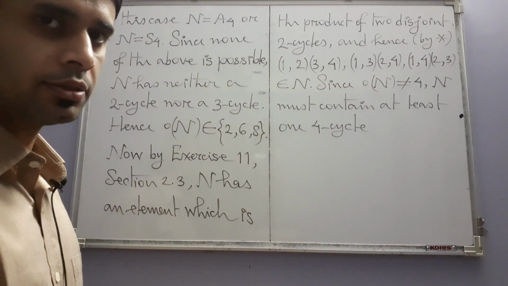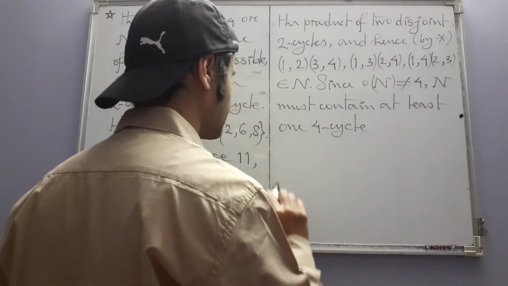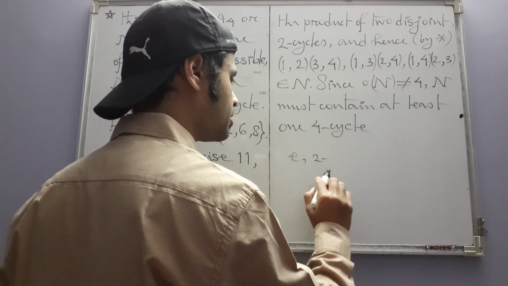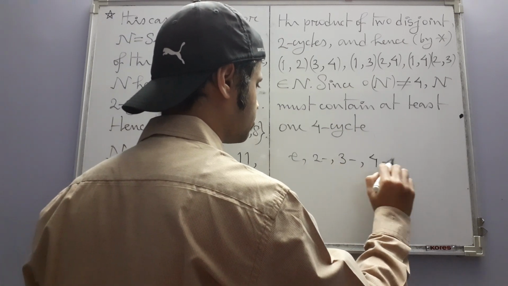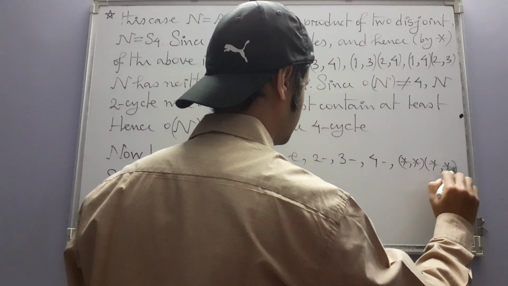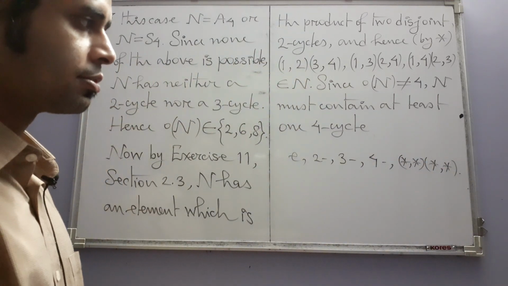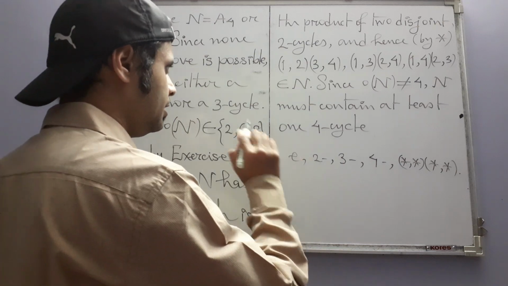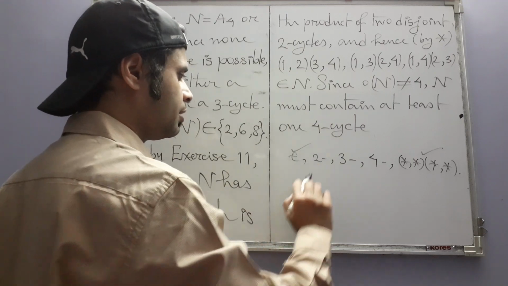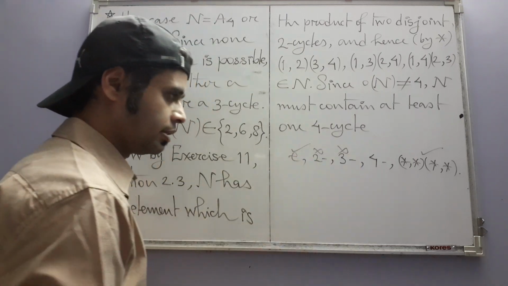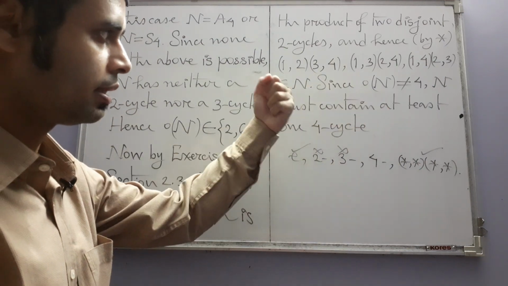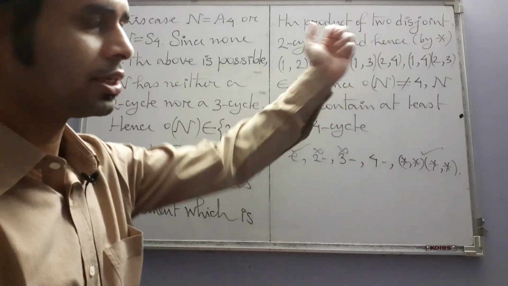But why 4 cycle though? Because let's again see what type of elements we have in S4: 2 cycles, 3 cycles, 4 cycles, and elements of this form, products of 2 disjoint 2 cycles. E is already there in N, and this type of thing we have already considered. N cannot contain any 2 cycle, N cannot contain any 3 cycles, so that leaves us only with the 4 cycles. If one of them is there in N, then N must also contain the others, again by star.